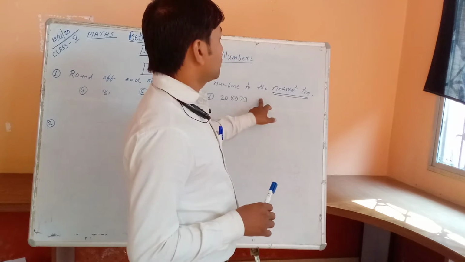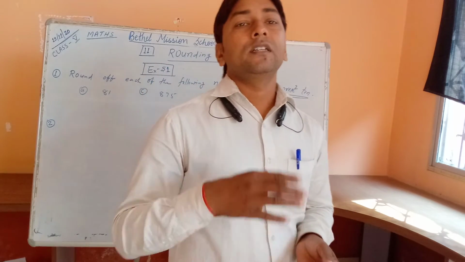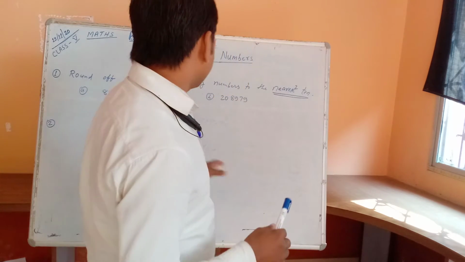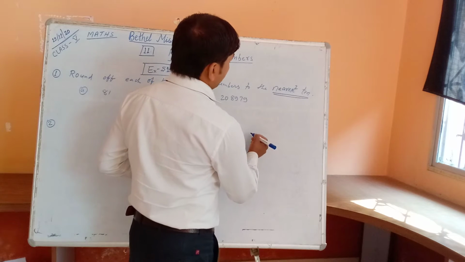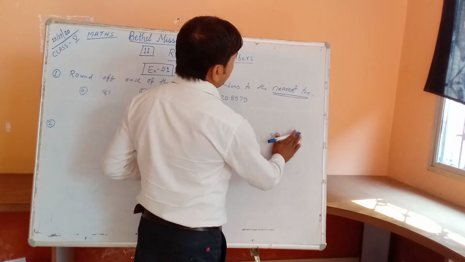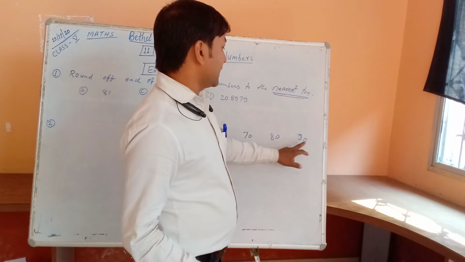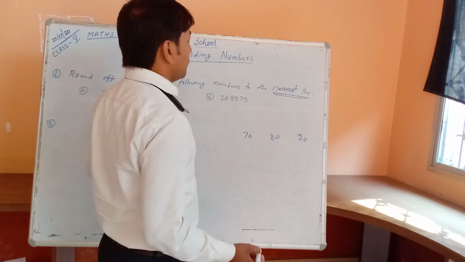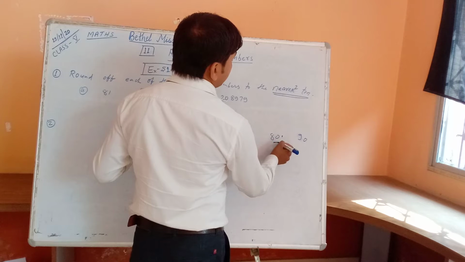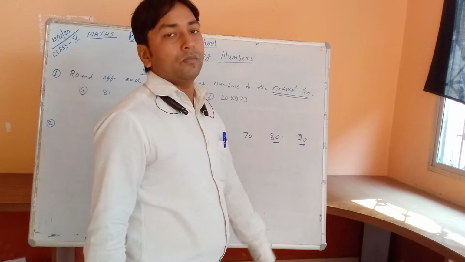Okay, so if the question given is round off to the nearest 10, it means that you have to find out the nearest multiples of 10. Suppose that 81 is given, so 70, 80 and 90, we have to count in tens. With this number 81 here, you have to find out whether 80 will be nearest or 90 will be nearest. Simple.